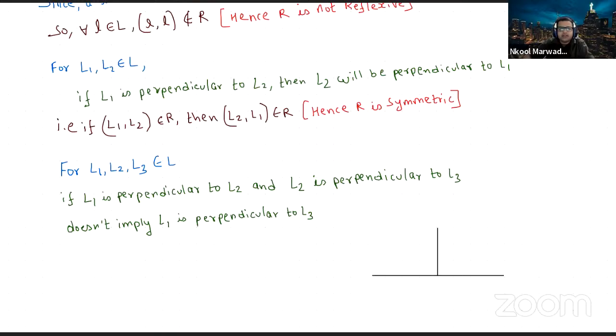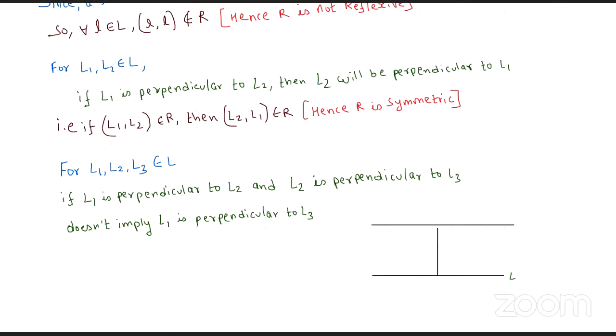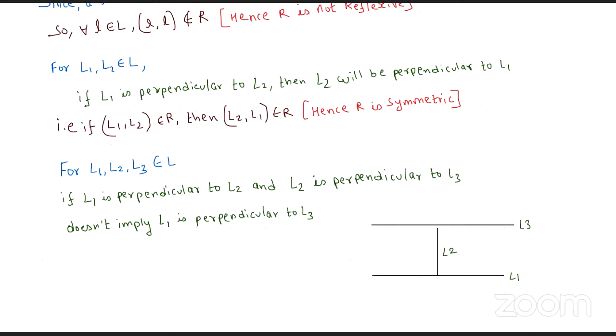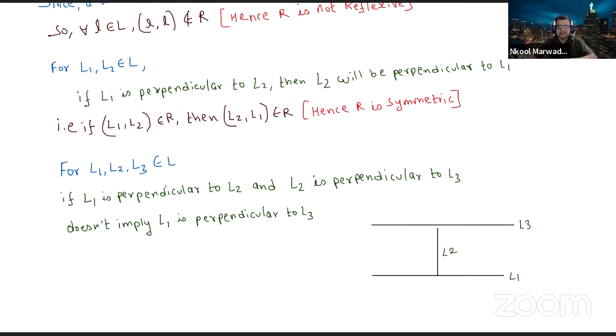And we can very clearly see that this is L1. Aren't L3 and L1 perpendicular to L2? Yes, that is right. L1 is perpendicular to L2, L3 is perpendicular to L2. But for transitivity, L1 and L3 should also be perpendicular to each other. But that cannot happen because in the diagram we can see that L1 and L3 are parallel to each other.